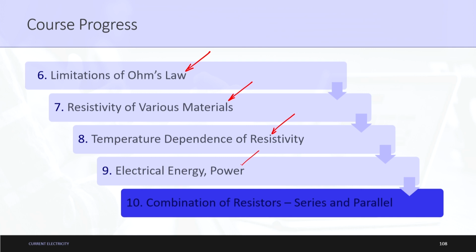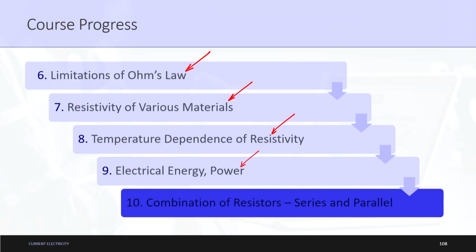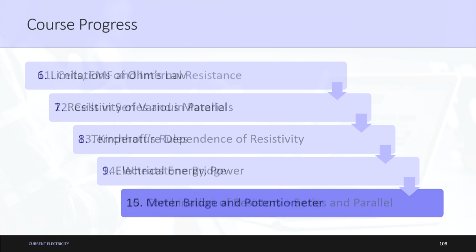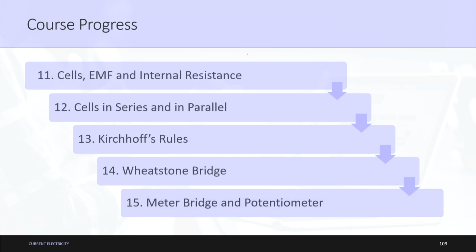Then the electrical energy and power, we understood how the power loss happens when the current is passing from point A to point B, and how we try to reduce it. And finally, in this last lecture, we completed the concept of combination of resistors in series and parallel. In the next lecture, we will start with the concept of cells, EMF and internal resistance, then cells in series and parallel, followed by Kirchhoff's law, and then the complete applications of Wheatstone bridge, meter bridge and so on. So let me stop it here only.